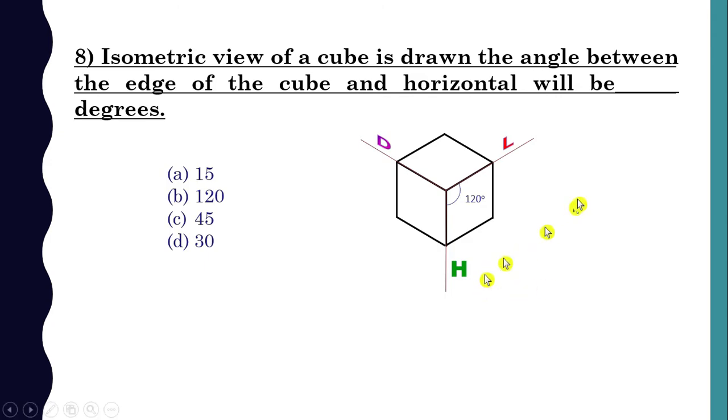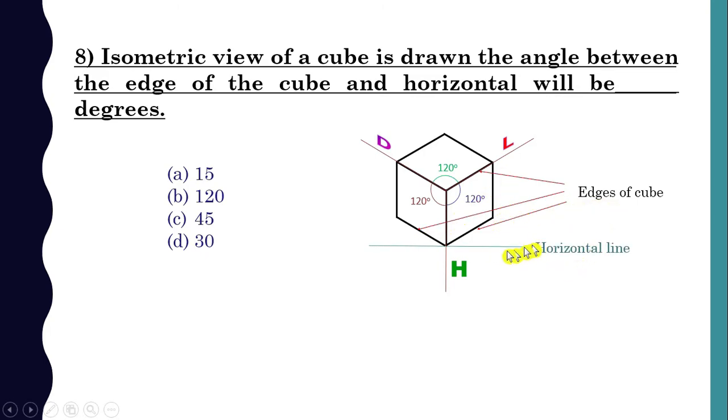So we know the angle between isometric axes is 120 degree. Between any two isometric axes the angle is 120 degree. Now these are the edges of the cube. Now we draw the horizontal line. So this is our horizontal line. Now from this horizontal line you have to draw a parallel line. So this is also a horizontal line.